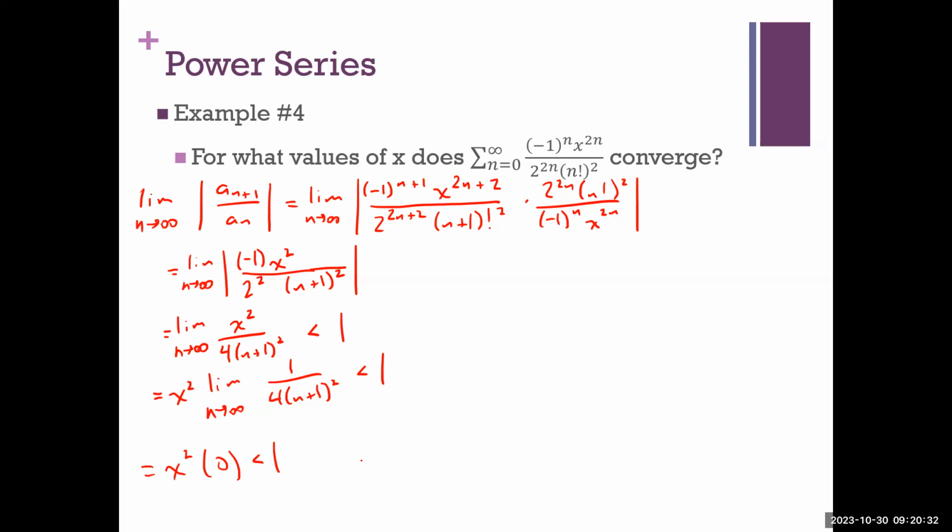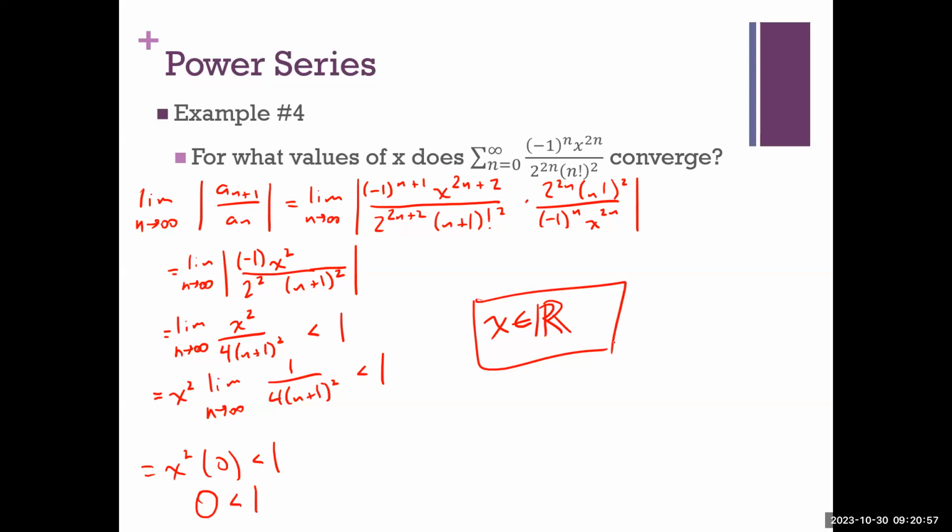So what does that mean about x? So now I essentially get 0 is less than 1. So what does that mean about the values of x for which this thing converges? To all of them, right? So as long as x is a real number, is this a symbol we've seen before? That I'm drawing badly?